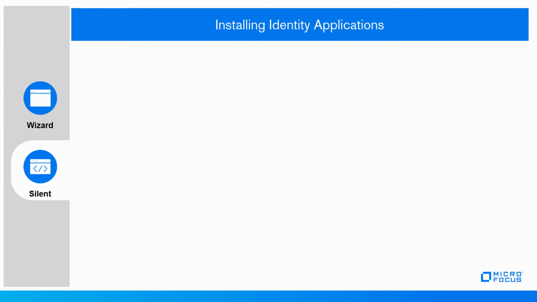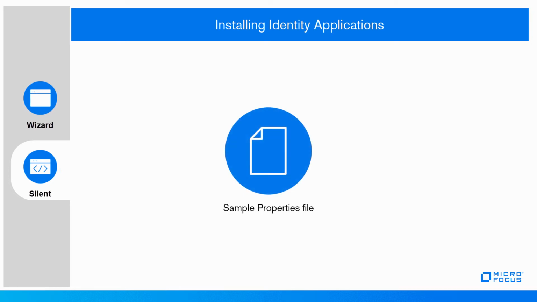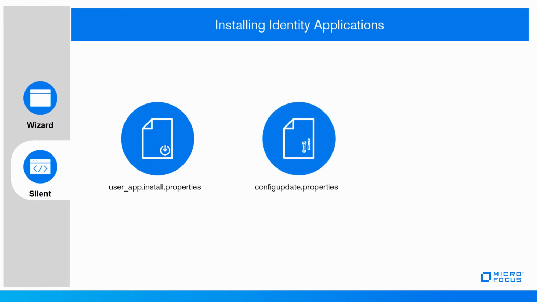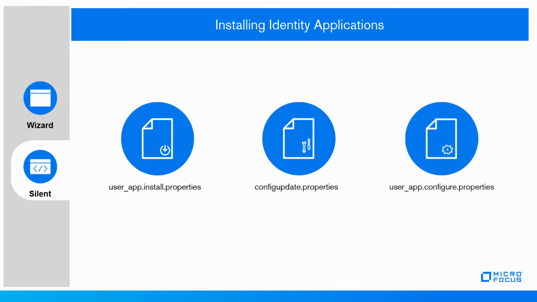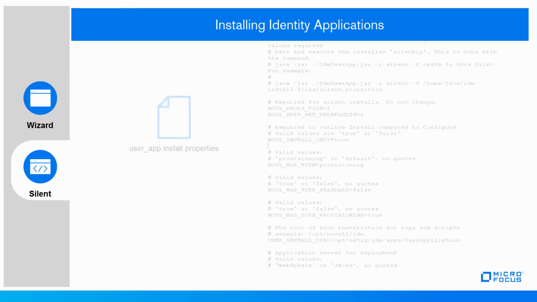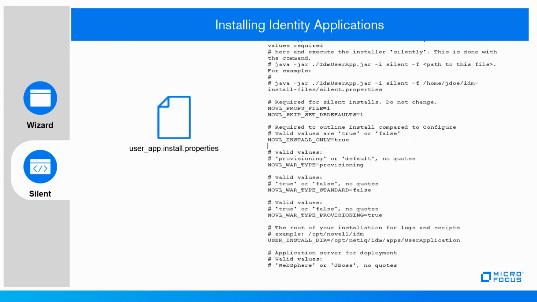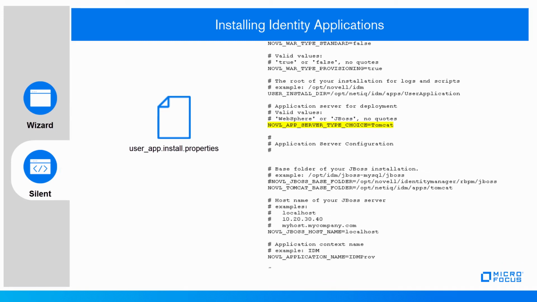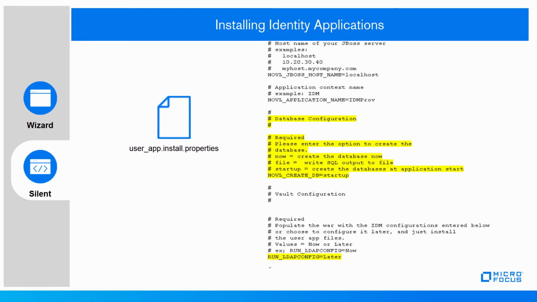Silent mode. Now let us perform a silent installation of the identity application. The Identity Manager media includes a sample properties file that you can customize for performing silent installation. The user app install properties file is used to install the identity applications. The config update properties file contains the settings to configure the roles-based provisioning module. After installation, you configure the identity applications using the user app configure properties file. For example, if you want to install user application on a Tomcat application server with a PostgreSQL database, here is a sample file that has values for this installation. Also, you can choose to configure the application immediately or later.